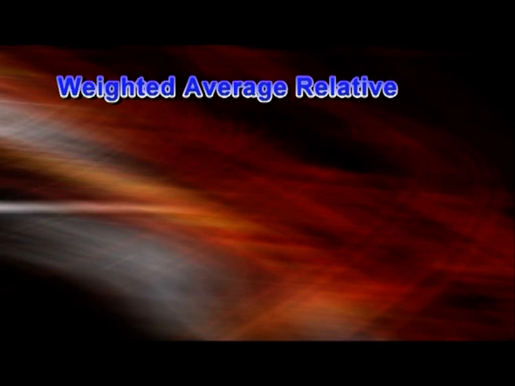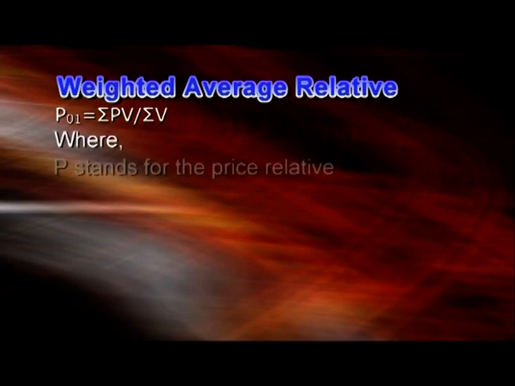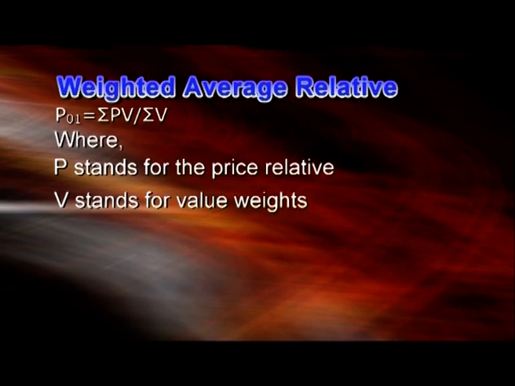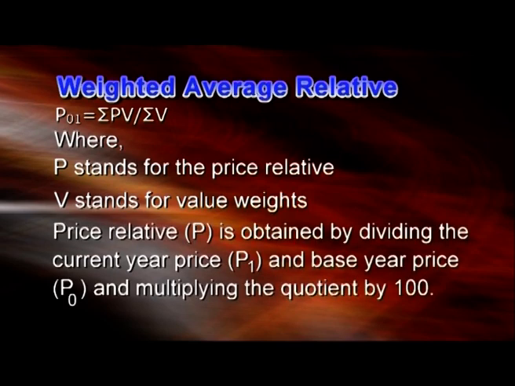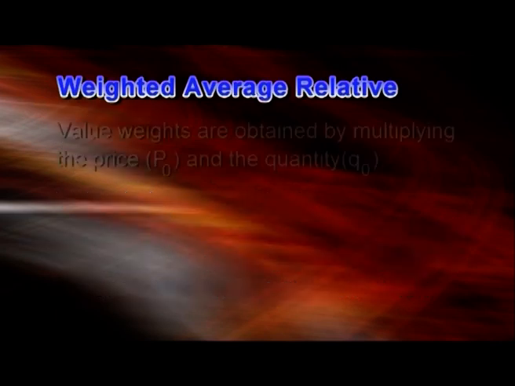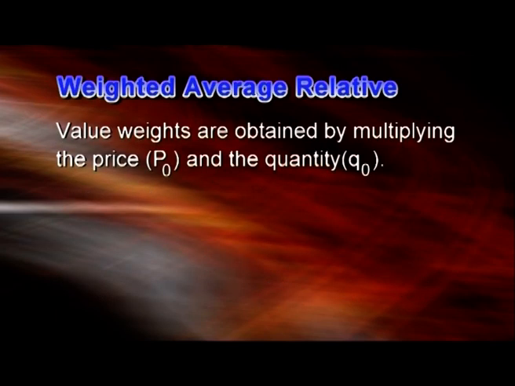Symbolically, we will represent the calculation as price index is equal to summation PV divided by summation V, where P stands for the price relative and V stands for the value weights. Price relative is obtained by dividing the current year price by the base year price and multiplying the quotient by 100. Value weights are obtained by multiplying the price and the quantity.